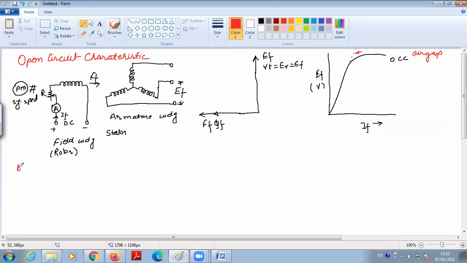This is the first part. The second part is the short circuit characteristic. It is very important to understand these things.